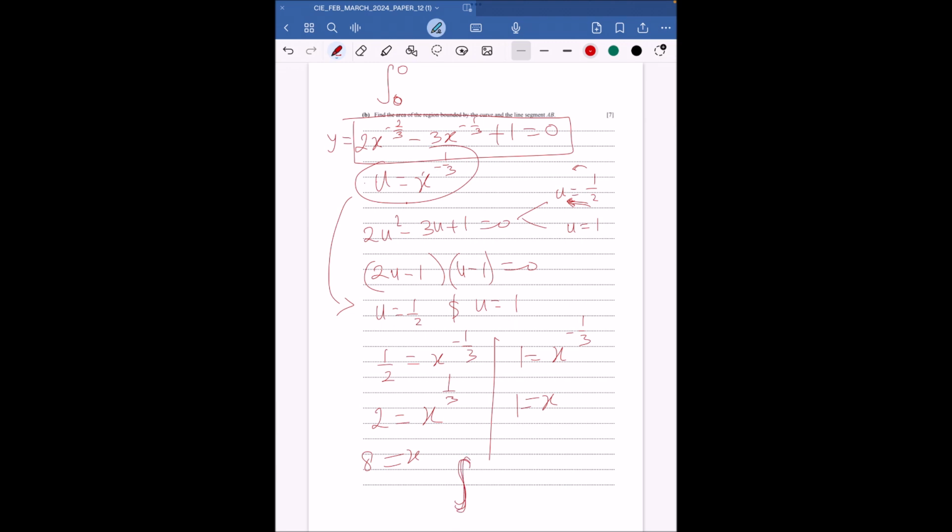From here, I'm not going to solve this, I'm giving you this as a challenge. You can even use the calculator. So we're integrating from 1 to 8 of 2x to the power of minus 2 by 3, minus 3x to the power of minus 1 by 3, plus 1, with respect to x. Use the calculator to solve this. Anything with a limit, use the calculator. So you will get minus 1 by 2. So the area will be 1 by 2 because it's minus, because it is below the x-axis. So the area will be 1 by 2.